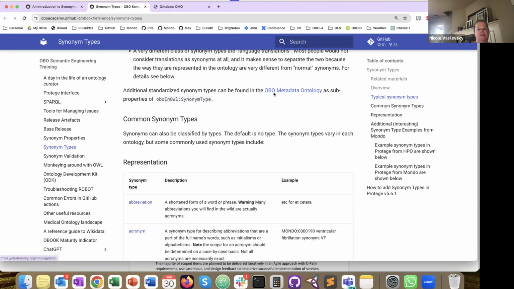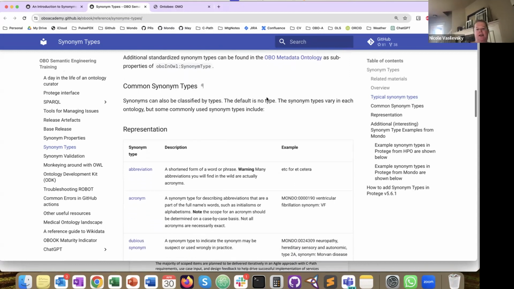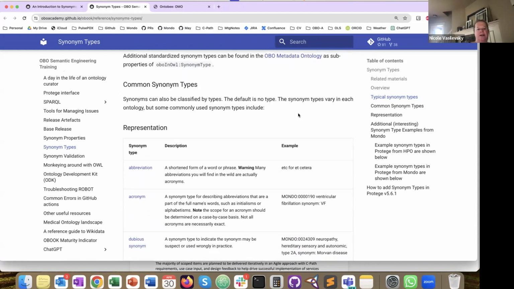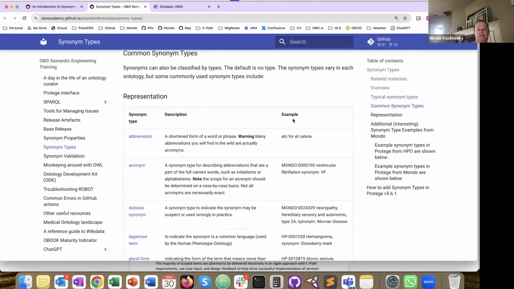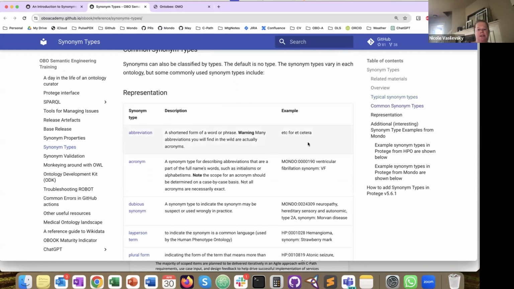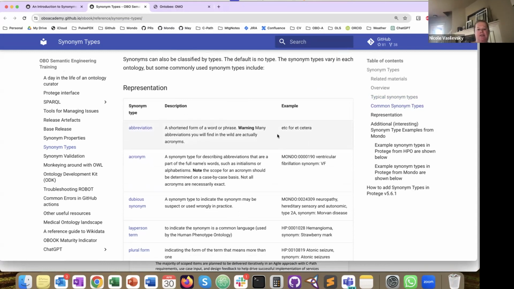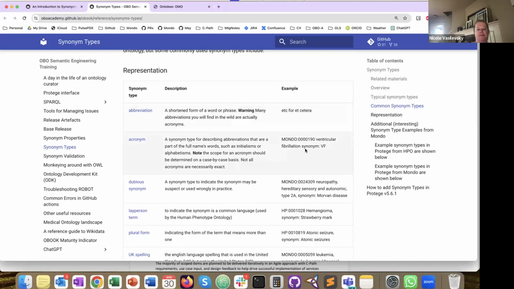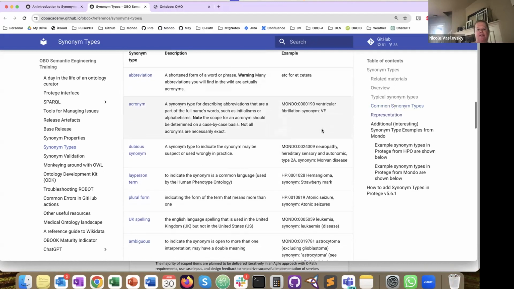So yeah, you can see more additional synonym types in the OMO page if you look on Bioportal or elsewhere. So below describes some more common synonym types, which we just went through with some examples here. It's like abbreviation, maybe etc. for et cetera. Acronyms like ventricular fibrillation syndrome is abbreviated as VF.